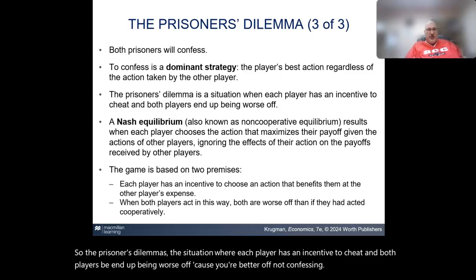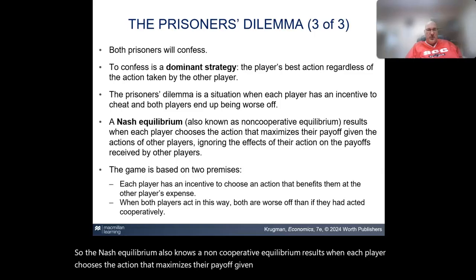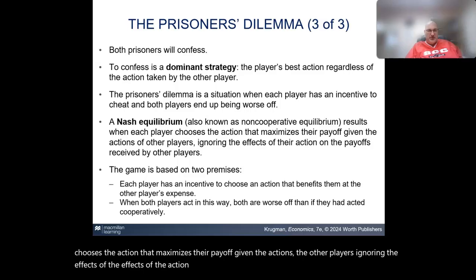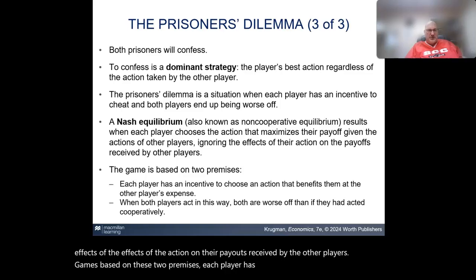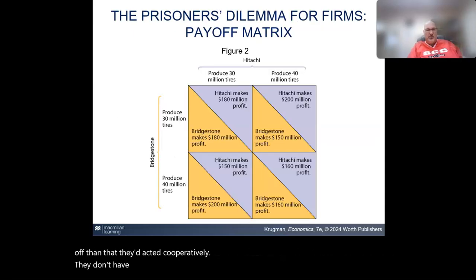So the Nash equilibrium, also known as a non-cooperative equilibrium, results when each player chooses the action that maximizes their payoff, given the actions of the other players, ignoring the effects of the action on the payoffs received by the other players. Games are based on these two premises. Each player has an incentive to choose an action that benefits them at the other player's expense. When both players act in this way, both are worse off than if they'd acted cooperatively. They don't have the option to cooperate.